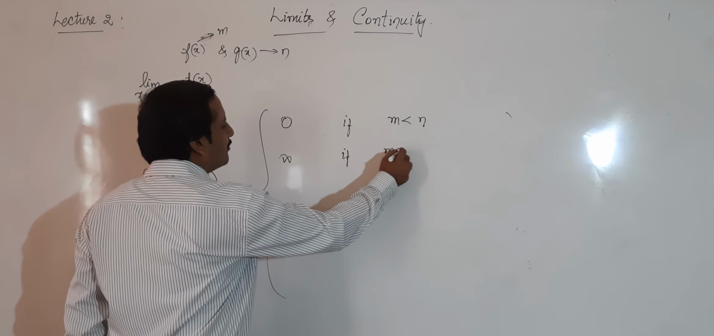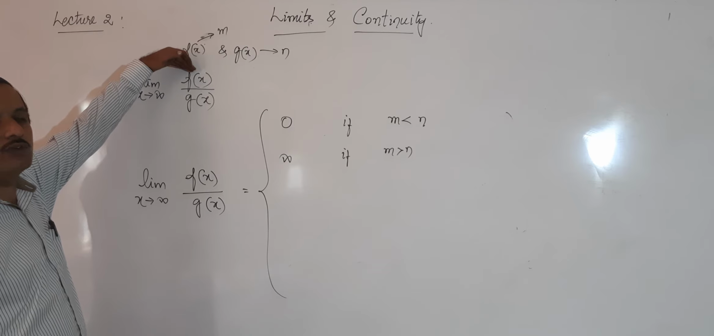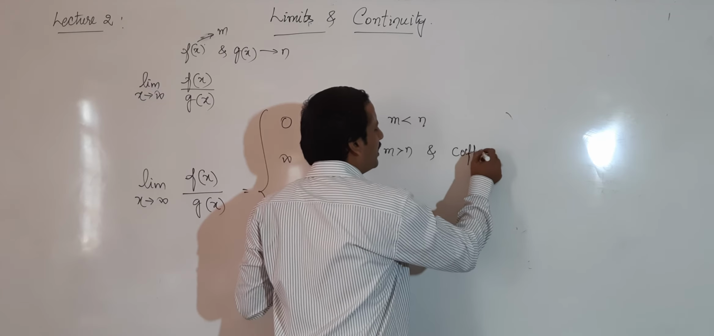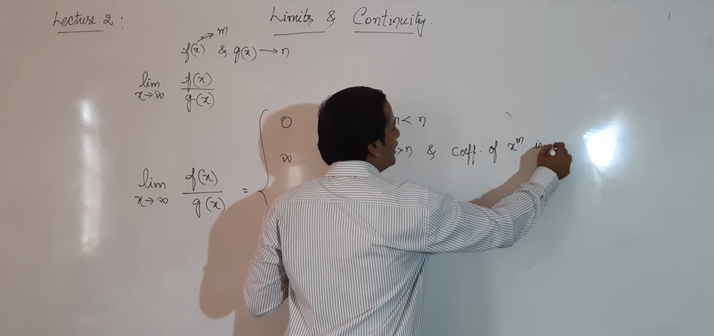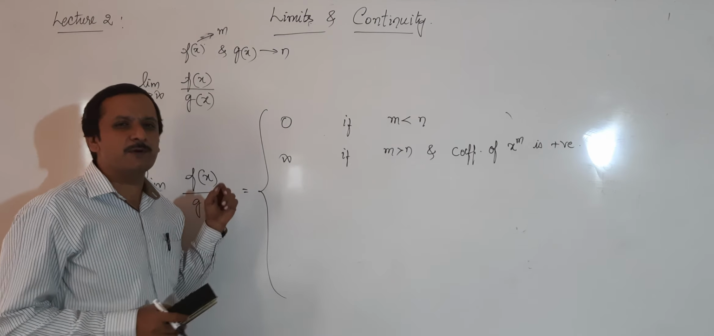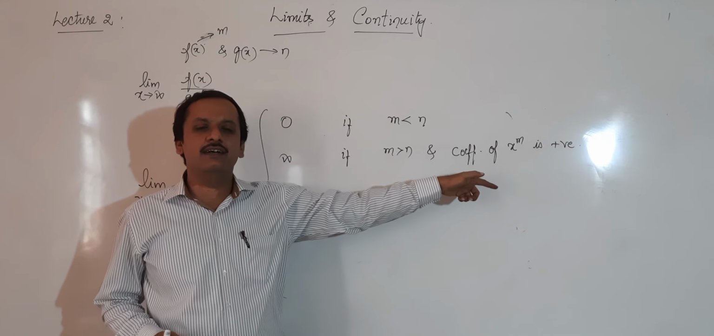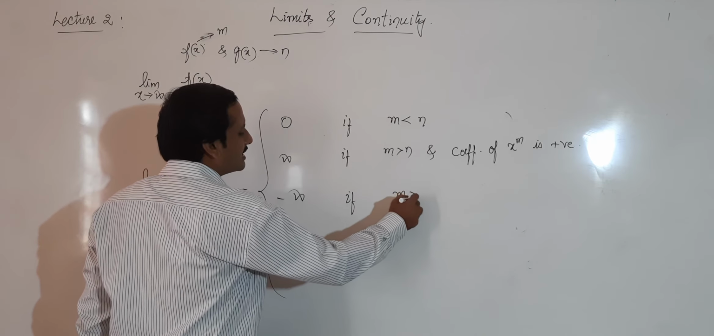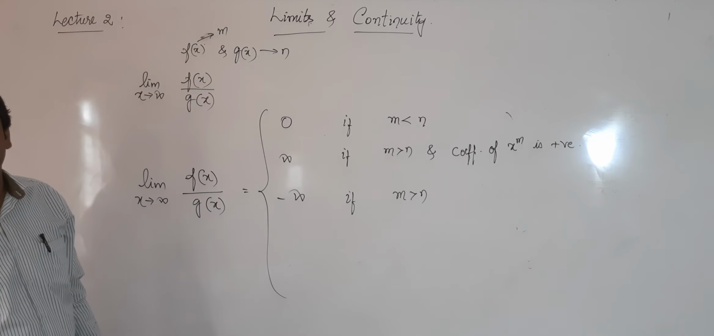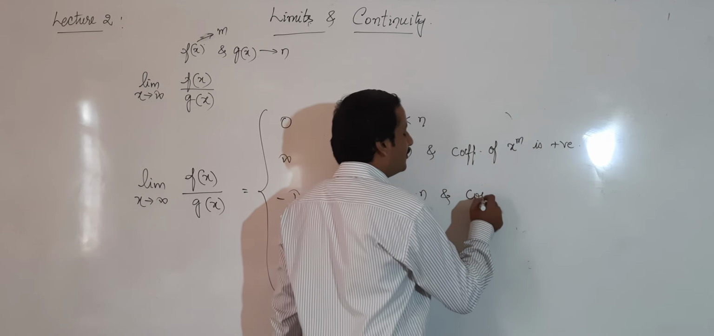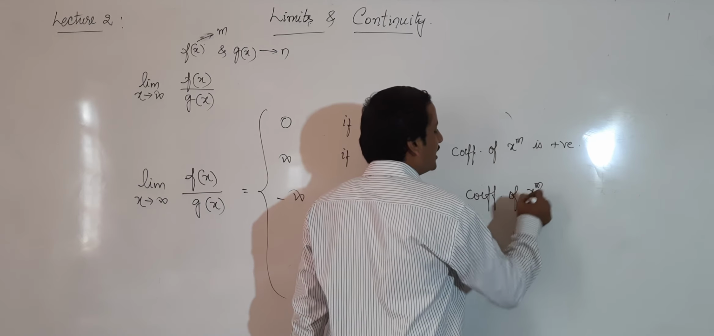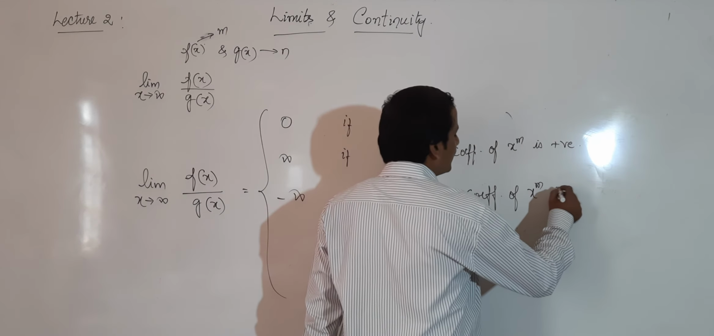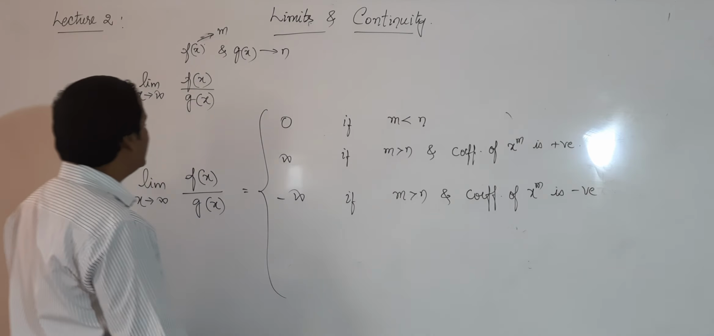Then, infinity if m is greater than n, that is, the degree of the numerator is greater than the degree of the denominator, and the coefficient of x power m is positive. The coefficient of x power m must be positive, because if it is negative, then the answer will be minus infinity. So minus infinity if m is greater than n and the coefficient of the highest power of x, which is x power m, is negative.